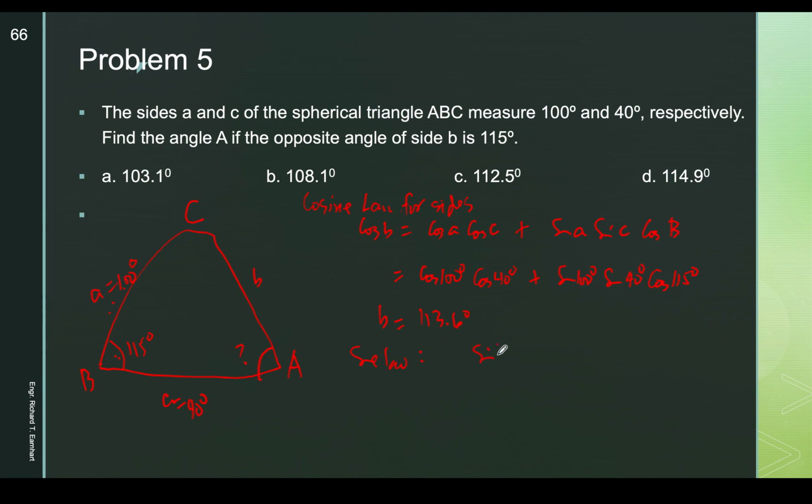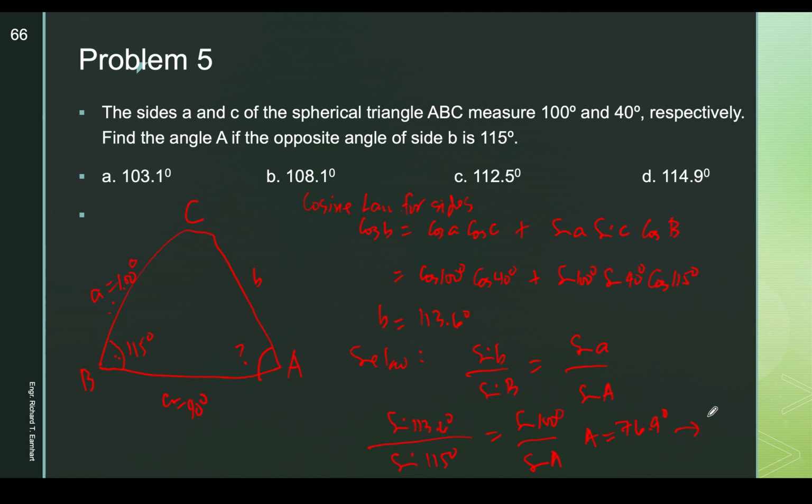We have sine B over sine capital letter B, or is equal to sine A over sine capital letter A. Okay, so we have sine 113.6 degrees over sine of 115 degrees. Okay, sine of 100 degrees over sine A. Your A here, okay, is 76.9.